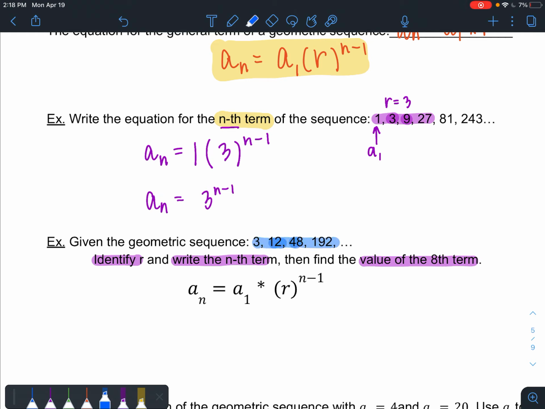So each time, 3 to 12 is times 4, times 4, times 4. So I'm multiplying by 4 each time. So r is equal to 4. I'm actually going to write that down here. r is equal to 4. Then I need my equation of the nth term. So a sub n is equal to a sub 1, 3, times r to the n minus 1. And then it asks me to find the 8th term. So I'm going to find a sub 8. So I plug in 8 into this equation.